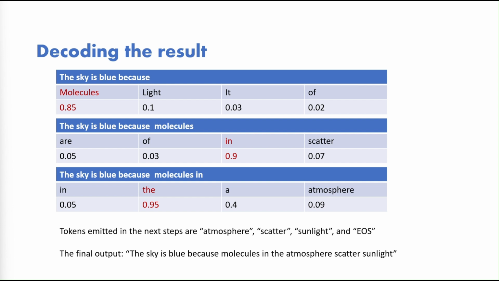The emitted token is then added to the input. Now the new input becomes: the sky is blue because molecules. In the next step, the token "in" got the highest probability and it gets emitted. The emitted token is then added to the input. Now the new input becomes: the sky is blue because molecules in. This process repeats till it reaches EOS, the end of sequence. Then the final output is sent to you as the answer.